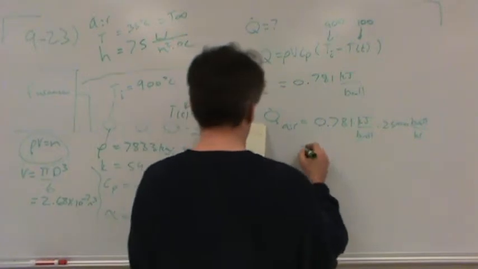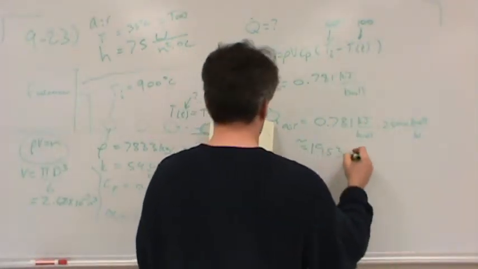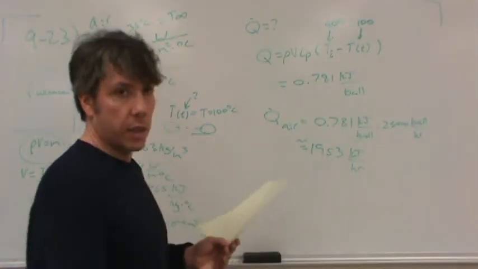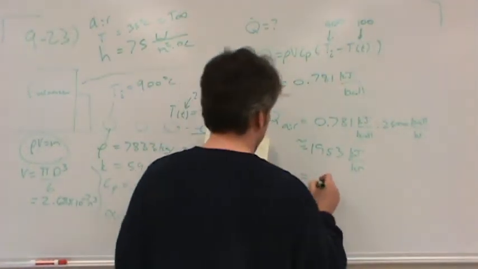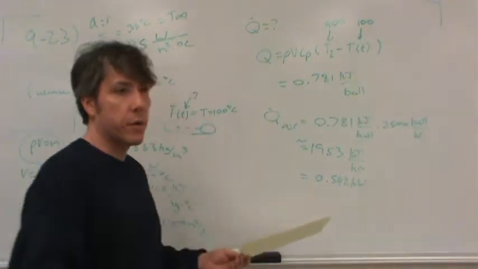Well, this comes out to about 1953 kilojoules per hour. Now, that's not very convenient. We'd like to get kilowatts. And so if you convert the hours into seconds, you come up with about 0.542 kilowatts. So it's about 500 watts or so.